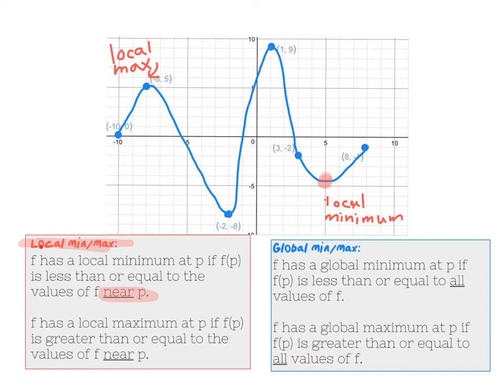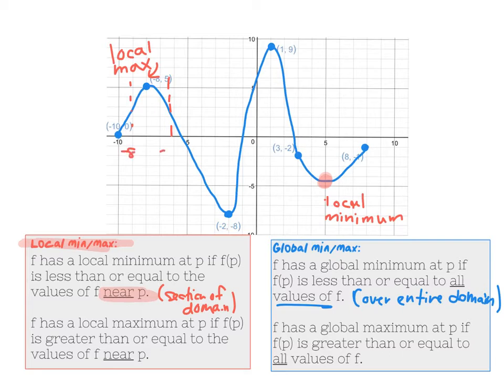So a local maximum or minimum is just looking around P. We're just looking at a small interval around there. The idea with a global maximum or minimum is we're looking at all values of the function, so you can think of it as over the entire domain. Whereas when we're looking at local maximums or minimums, this would just be a section of the domain. So if I look at this entire graph, there's a local maximum in this little area, between about -8 and -6. That's the biggest value around that neighborhood.